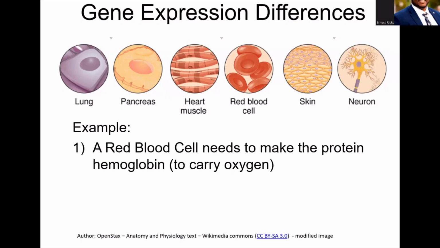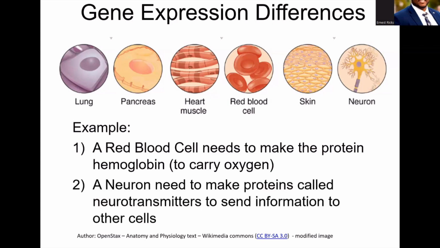To give an example, red blood cells need to make the protein hemoglobin so it can carry oxygen. Is hemoglobin made in every one of your cells? No, but it's needed in your red blood cells. So the genes to make hemoglobin are turned on in red blood cells and may be turned off in other places. Your neurons need to make neurotransmitters to send information to other cells. Those neurotransmitters may not be turned on in every other place. However, the genes to make them are turned on in your neurons because it's necessary there.